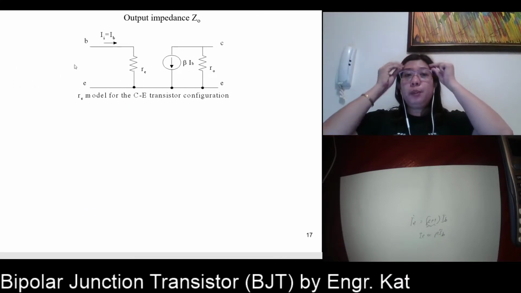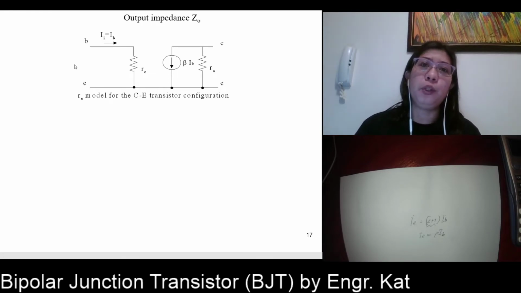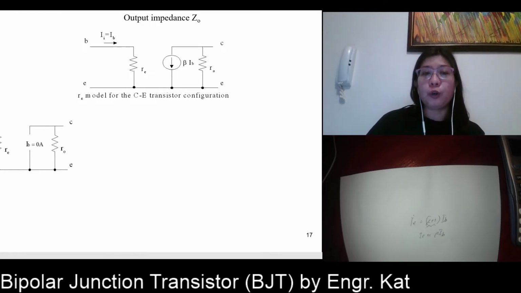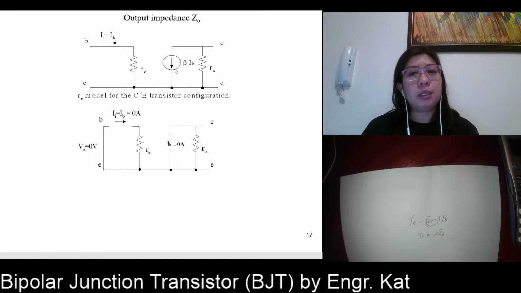So how about the output impedance? What do we do for an output impedance? We kill your input source. When we kill our input source, that means we short it. So when your input is equal to 0, therefore your IB is equal to 0. Since this is a current controlled source, when IB is equal to 0, this is equivalent to an open circuit. And what is the resistance in an open circuit?